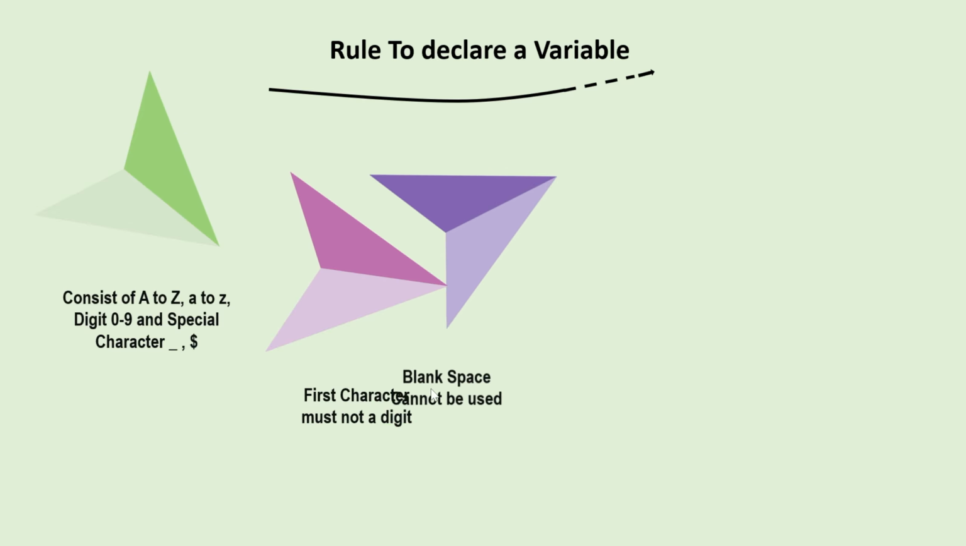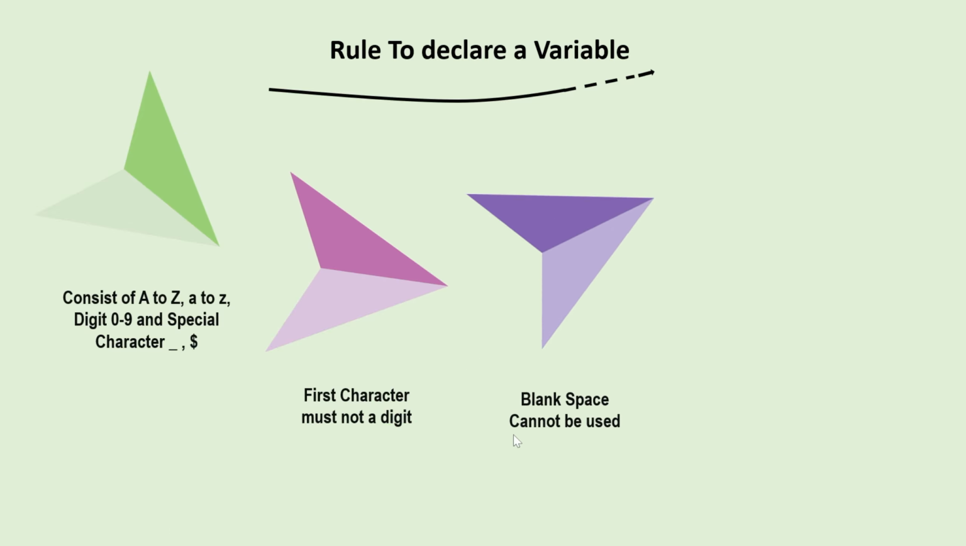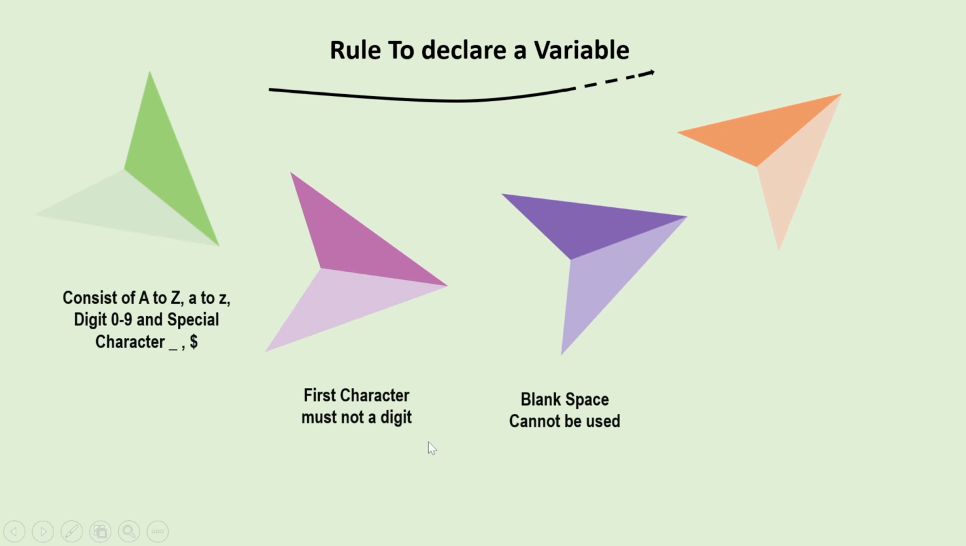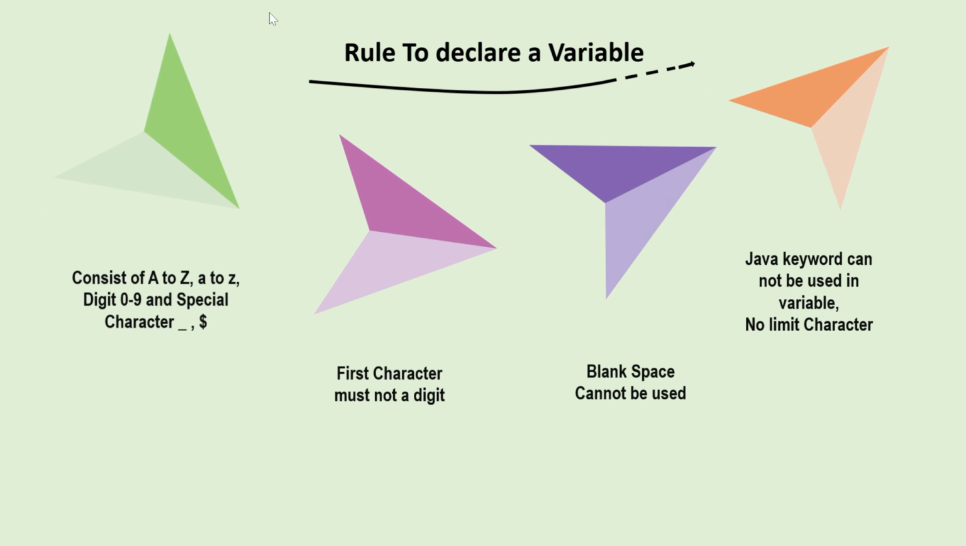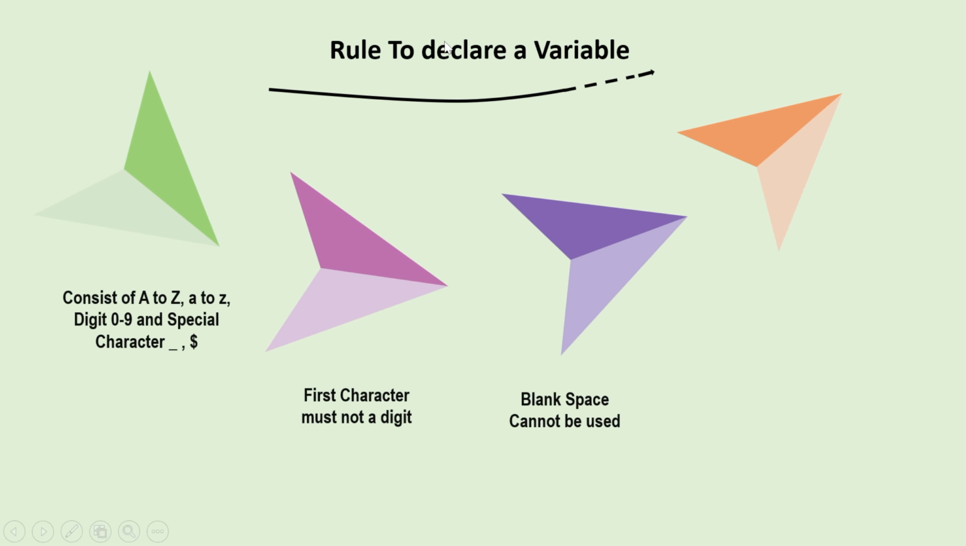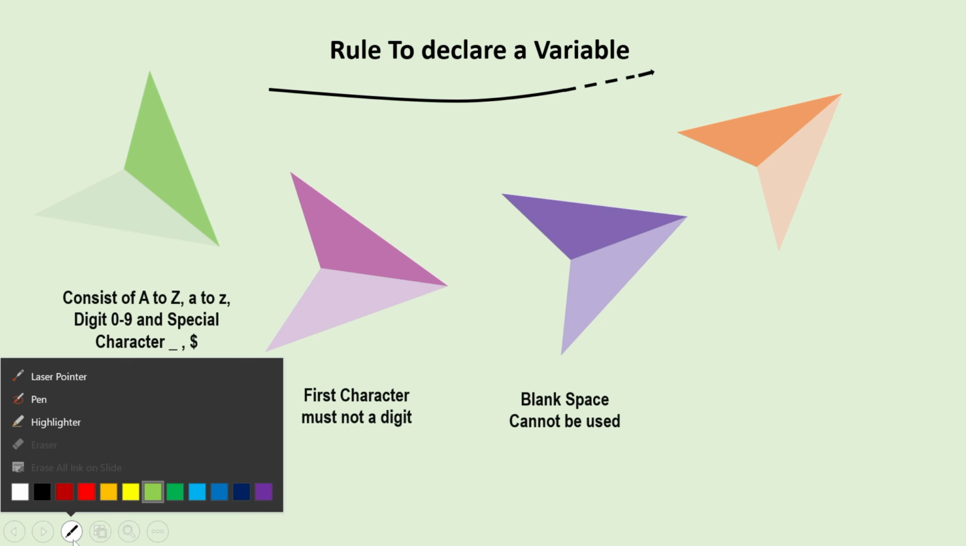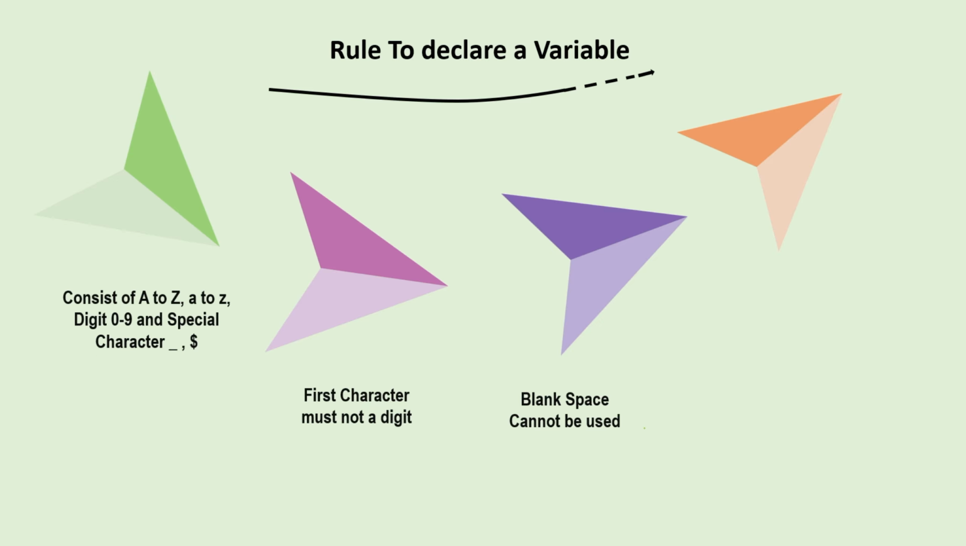Then third is blank space cannot be used. So blank space I cannot use in this. What is the meaning of that? You can declare a name like int and then the variable name you want to declare. In this I cannot put a gap.